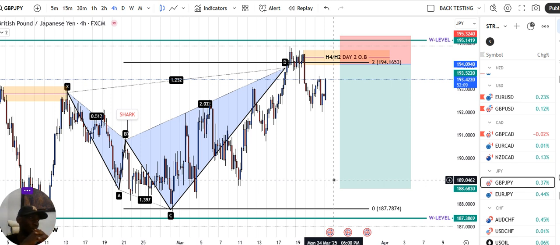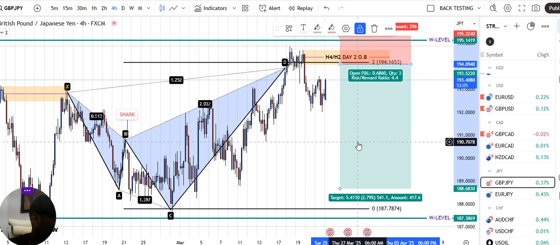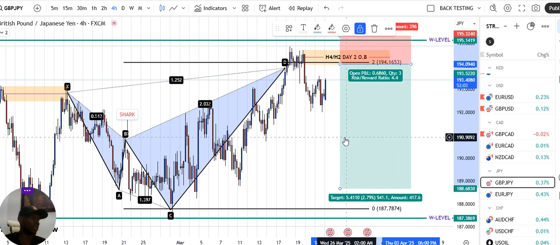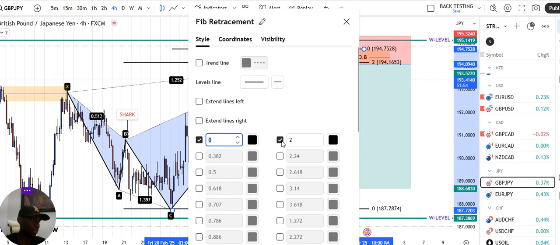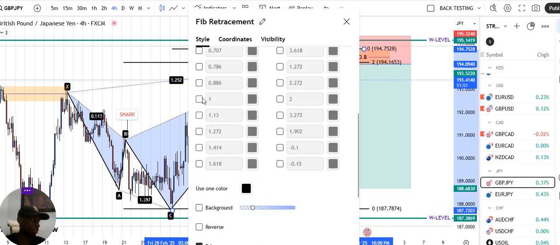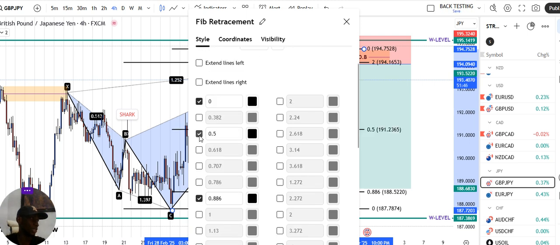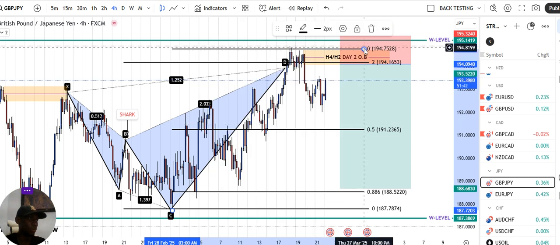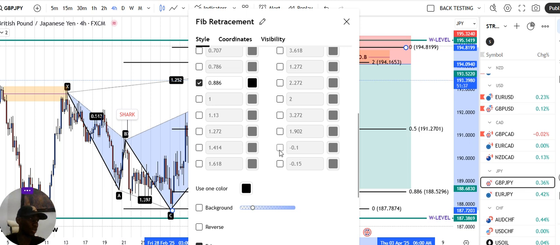If this plays out well, we're expecting to make at least 4.4% off of this move. The final target is at 0.886 off of this extension leg, and the first profit level is at 0.5. So this is the profit target for this trade. Stop loss is at 0.1.